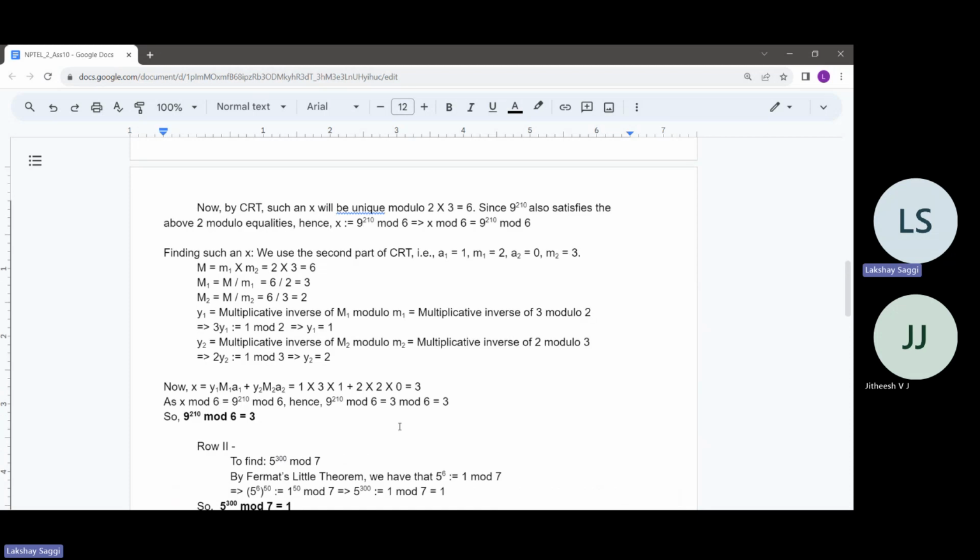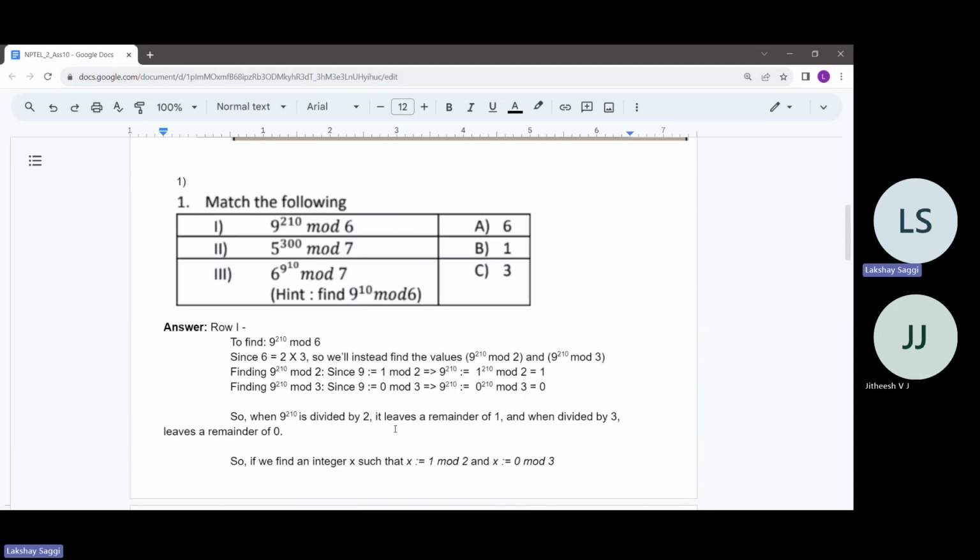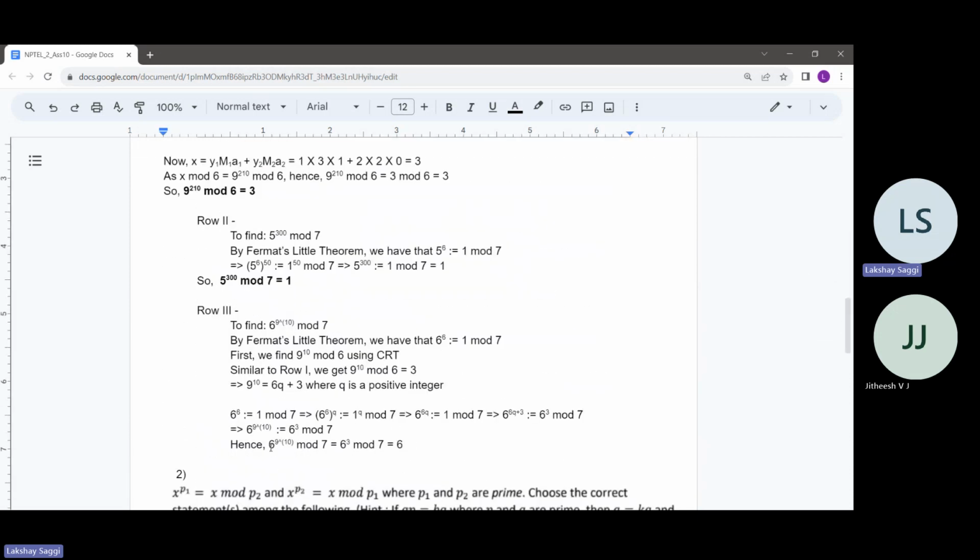Yeah. So you could have done this directly in the starting also. So first of all, we obtain the value as 6. So we obtain that 6 raised to the power 9 raised to the power 10 mod 7 is actually equal to 6. So this was one way to do this, like finding out this 9 raised to the power 10 mod 6 using CRT, and then raising both sides to the power q and finding it like that.